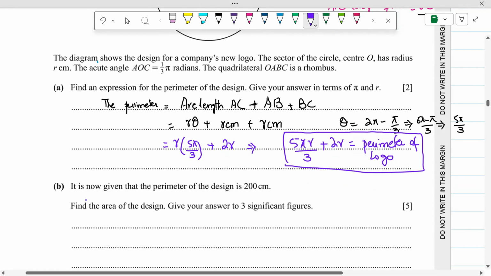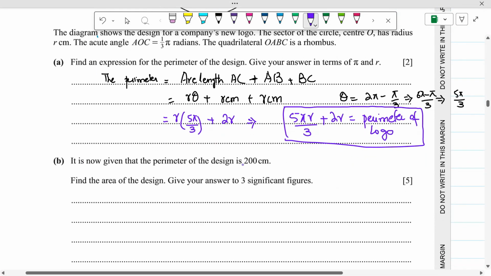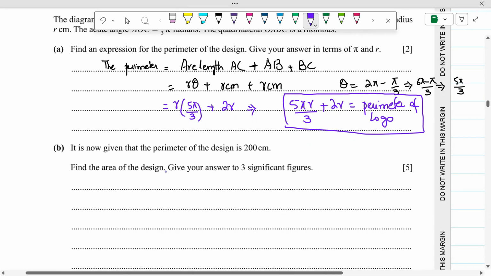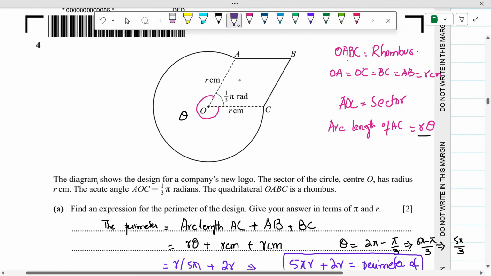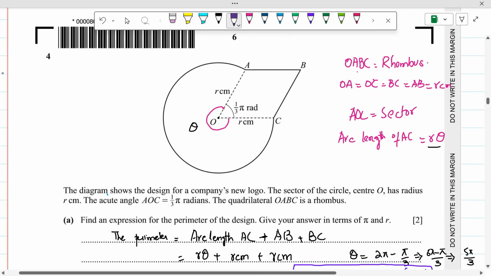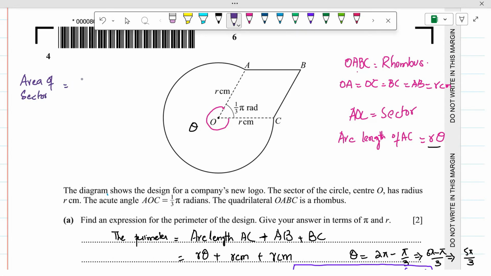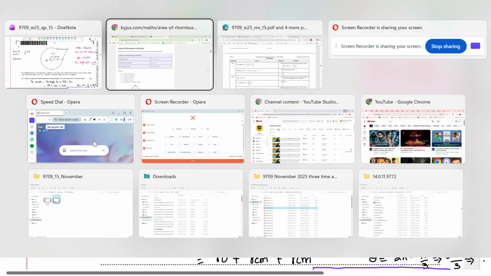Part B: it is now given that the perimeter of the design is 200 centimeters. Find the area of the design. Give your answer to 3 significant figures. Now we have the sector and we have the rhombus. To find the area of the sector, we use the formula 1 over 2 r squared theta, where theta is the angle subtended by the sector. And if we have the rhombus, to find its area, we have 3 methods.